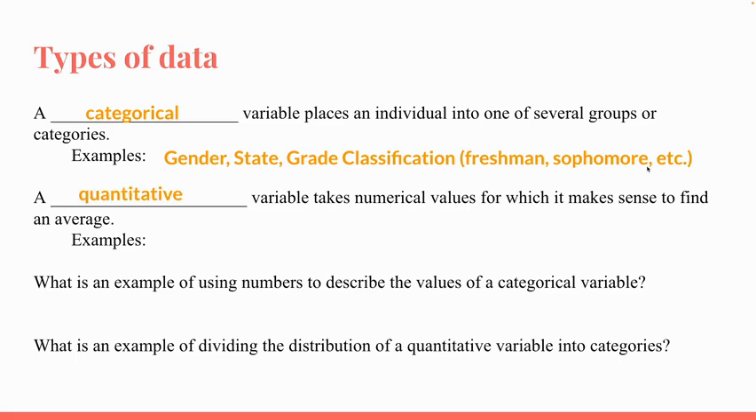But quantitative deals with numbers. A quantitative variable takes numerical values for which it makes sense to find an average. Examples would be height, weight, age. So quantitative are numbers. You would take the height of someone, and that would be a number. You could find the average heights. Categorical, it doesn't work like that.